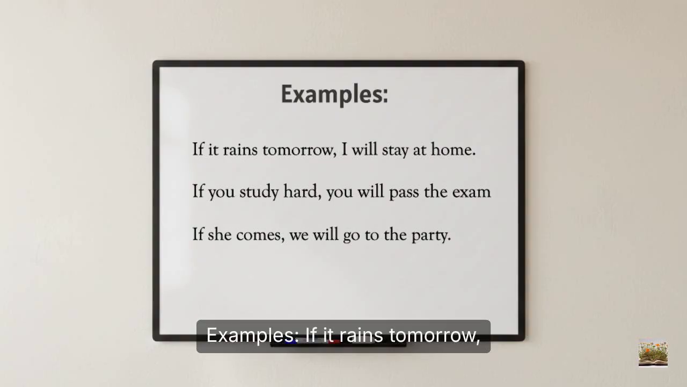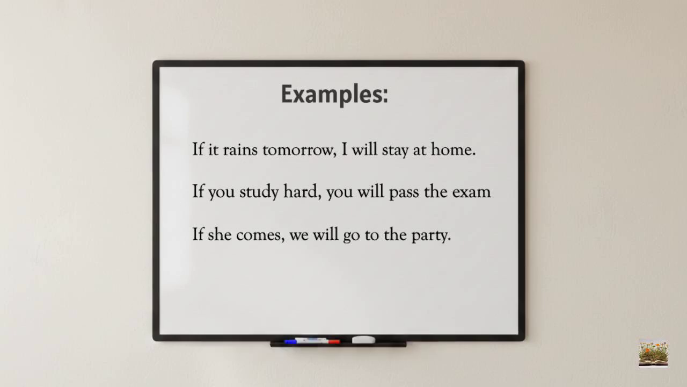Examples: if it rains tomorrow, I will stay at home. It might rain, and then I will stay home. If you study hard, you will pass the exam. If you study, it's probable you'll pass. If she comes, we will go to the party. If she comes, then we go. Remember, we use the present simple after if, even though we are talking about the future, and will in the main part of the sentence. So, the first conditional is for possible situations in the future and their likely results.